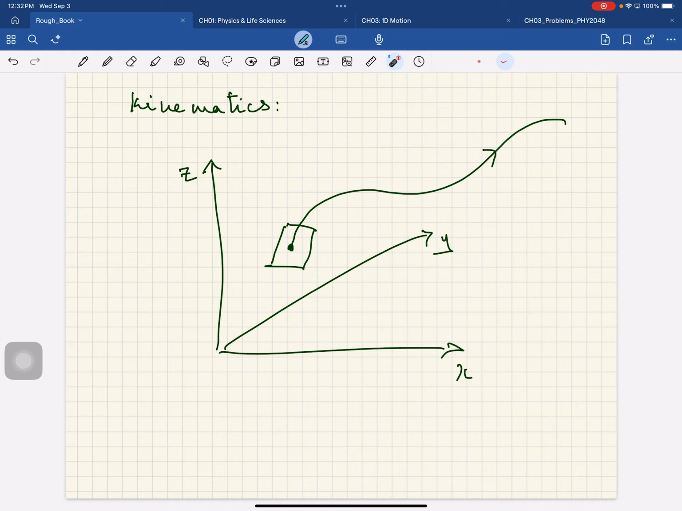You will learn that to describe this motion, you need three variables in three dimensions. If the object was spinning, then you would need three additional variables. So we don't want to make things complicated. All right, so we want to describe this motion. How would you describe this motion?